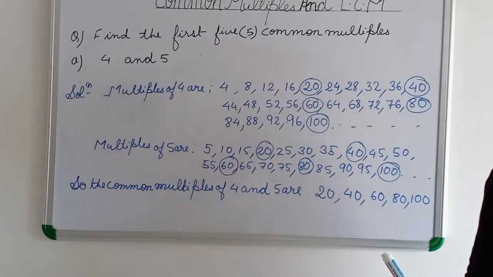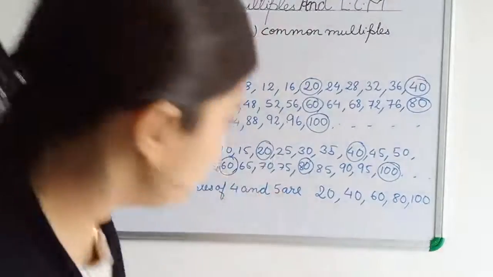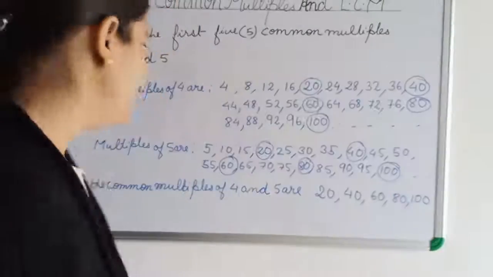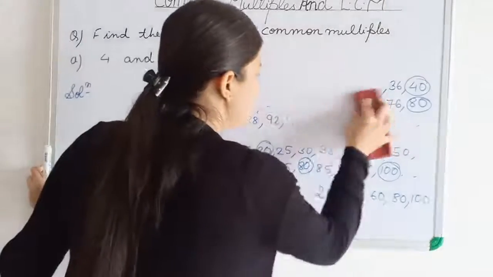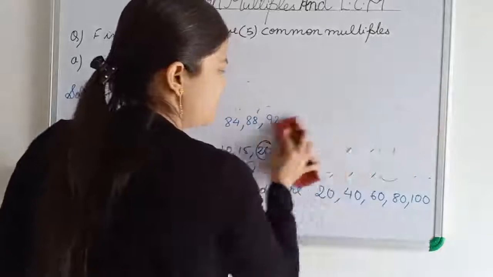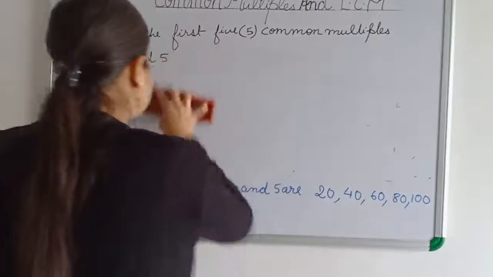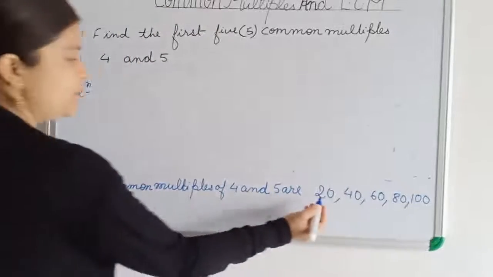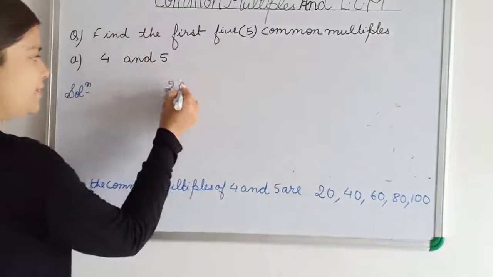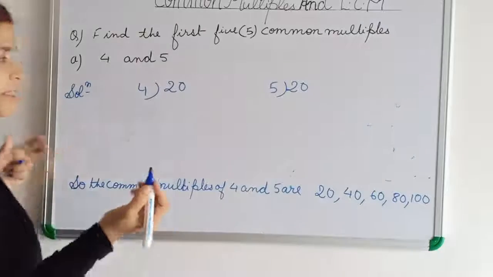Now next we are going to check, and if you want to check whether ma'am is saying right or wrong, you can do it also. These are the common multiples: 20, 40, 60 and 80. Now check whether I am right or wrong, whether these are the common multiples of both numbers or not. For checking, we will divide by 4 and 5. If I say 20 is a common multiple of 4 and 5, we divide 20 by 4 and 20 by 5. Let's see if we get 0 as a remainder or not.